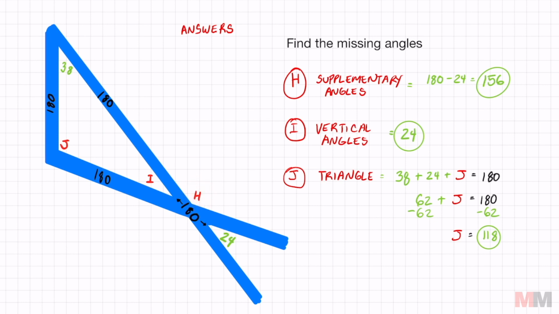Now that you know that, you can find angle I. That is vertical from what was given. Vertical from 24, same value. You know I is also going to be 24. And here's where the puzzle gets completed. Now you have two pieces, and you need to find the third, which is J. And as long as you have two of those pieces, you can subtract those both from 180, or you can set up an equation like this and get angle J, which is 118.